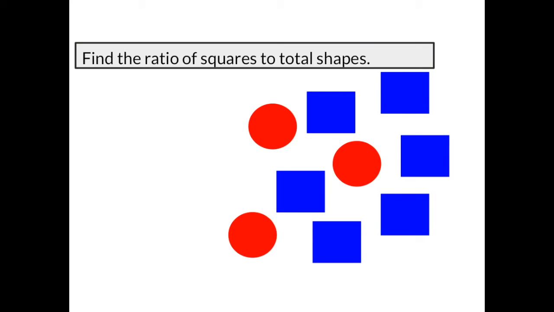Find the ratio of squares to total shapes. So again, we have 6 squares and we have 9 shapes in total, and we have to include the squares in our total because they're part of the total number of shapes. So squares to total shapes is 6 to 9, but again, we have to simplify. We can divide the numerator and denominator by 3, and we get 2/3.